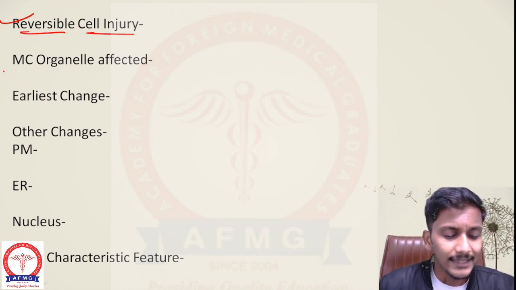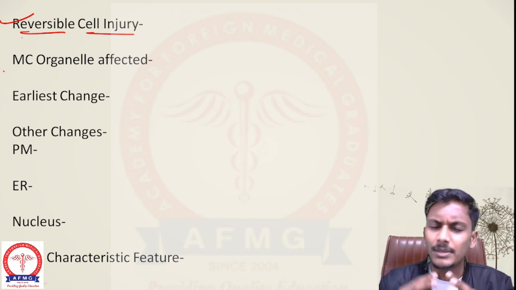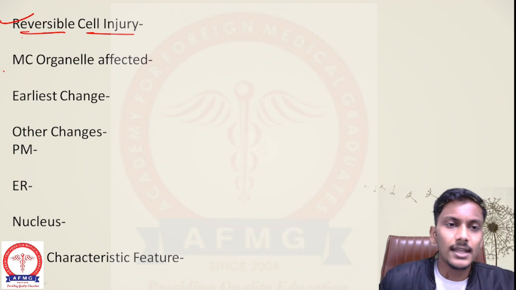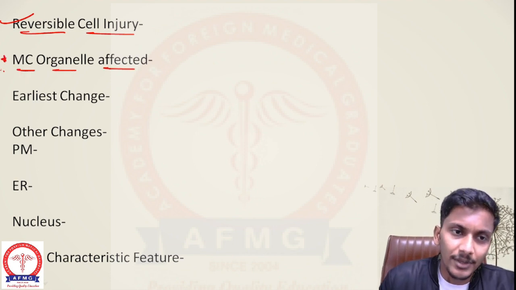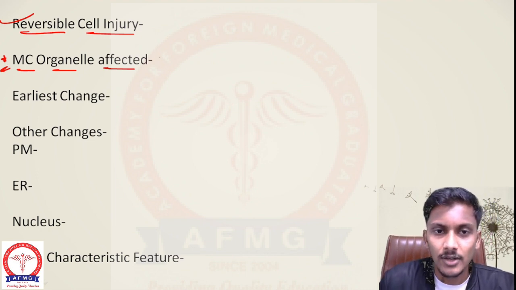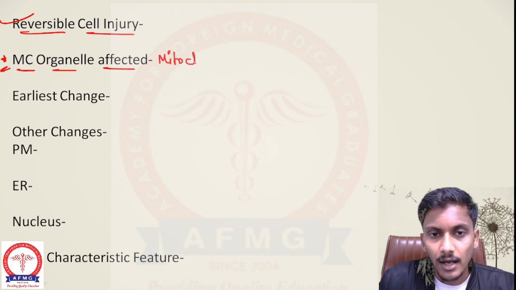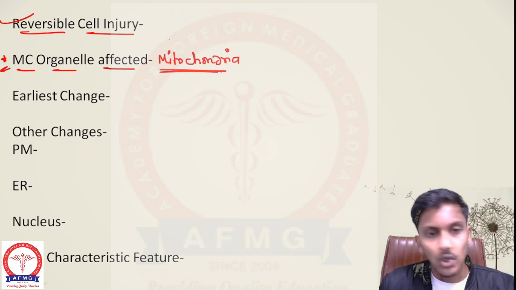So let's see the mechanism of cell injury. There can be damage to multiple organelles in the cell, but the most common organelle affected during reversible cell injury, a question that has been asked previously, is the mitochondria. So please remember the answer to this question: the most common organelle affected during cell injury is mitochondria.